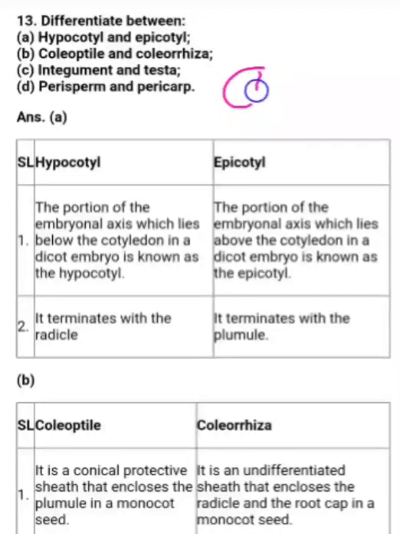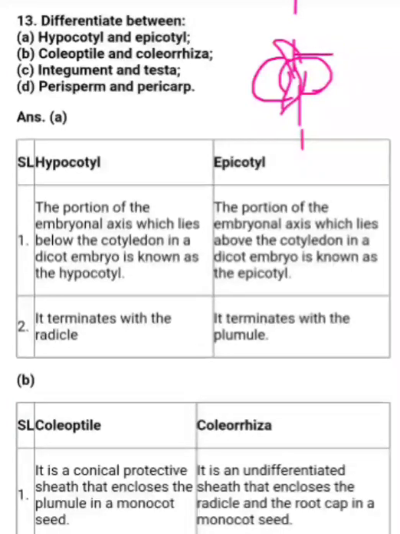If you look at a dicot seed here, this one is the embryonal axis of the dicot seed. In this dicot seed, here is the plumule region, here the radicle region, and this one is the embryonal axis. The region between the plumule and the cotyledon is the epicotyle, and the region between the cotyledon and the radicle, which is the future root, is the hypocotyle. This one is the hypocotyle. And hypocotyle terminates in radicle, whereas epicotyle will terminate in plumule.